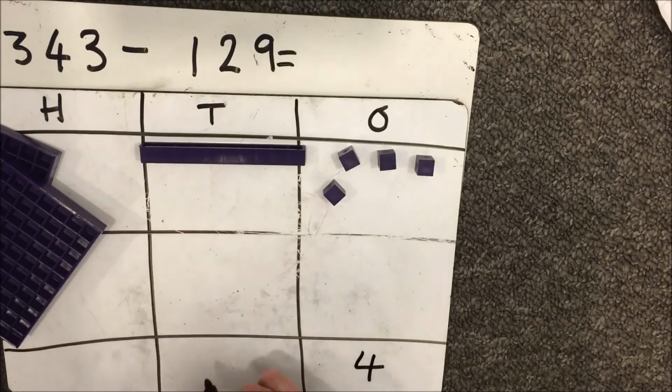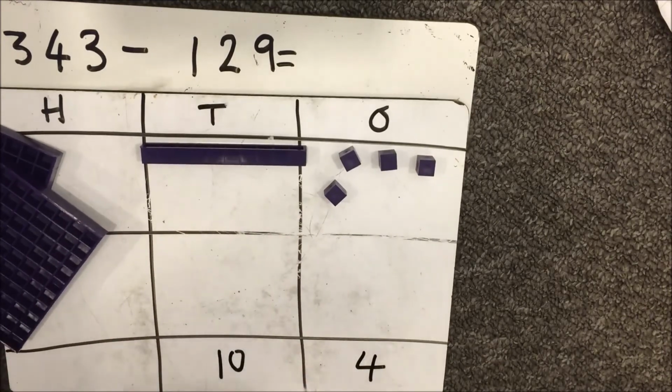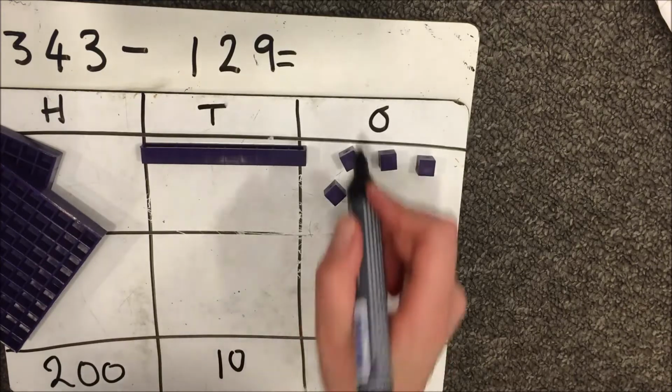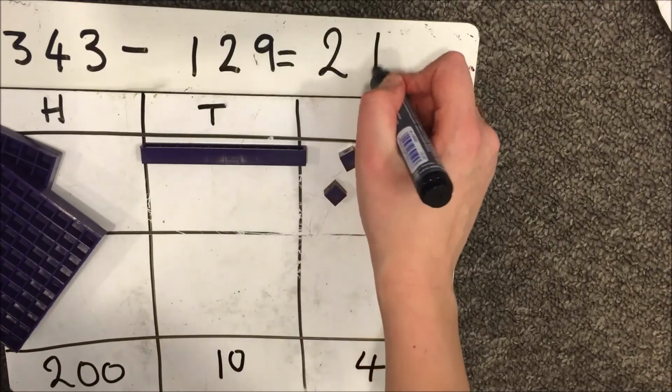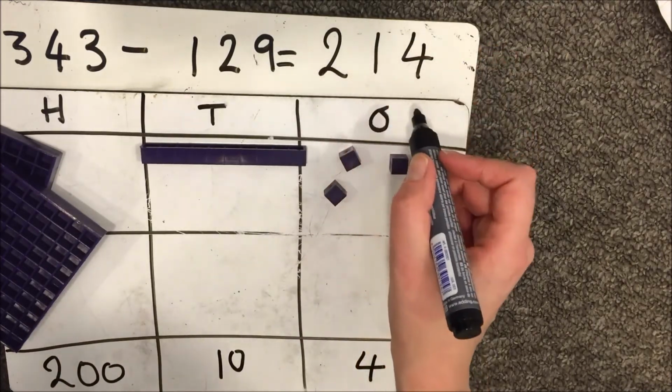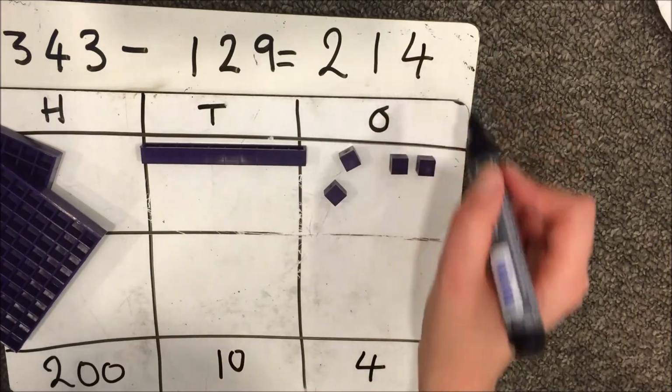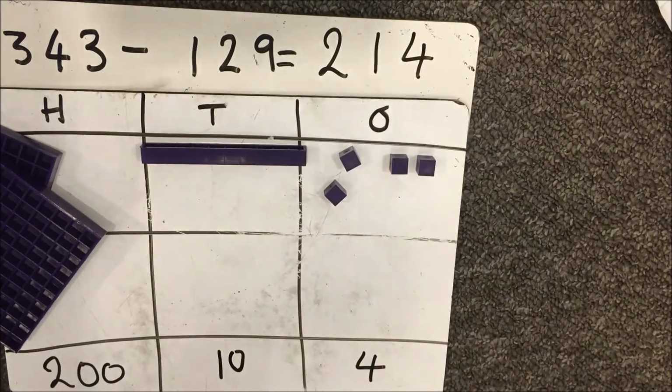We've got 1 10 left. And we've got 2 100s left. So my answer is 2, 1, 4. Say it out loud. 214. 2 100s, 1 10, 4 1s.